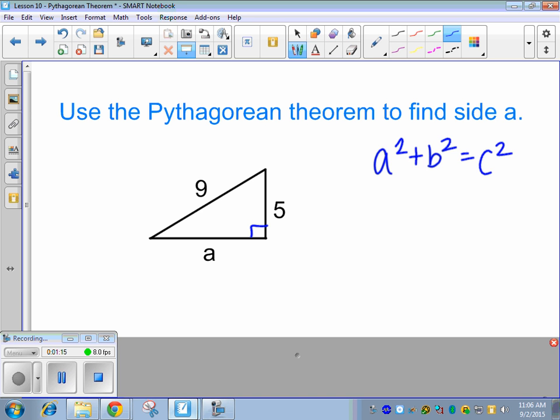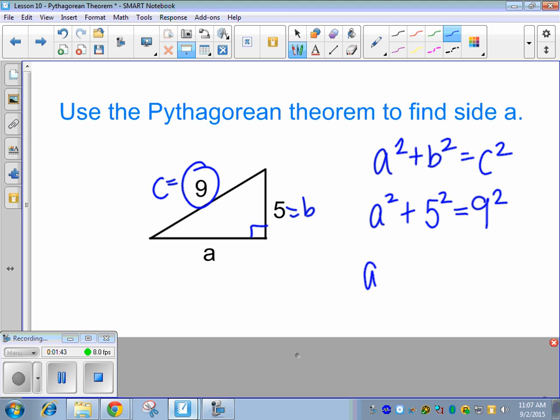So very important that we know which side is C. So Claire, which side is C? 9, okay? C has to be 9. A and B can be either one. I'm going to leave this as A since it's already labeled A, and I'm going to make this side B. So a squared plus b squared equals 9 squared. So I plugged in 5, and I plugged in 9. Again, you can start here, but you do need to show this step.